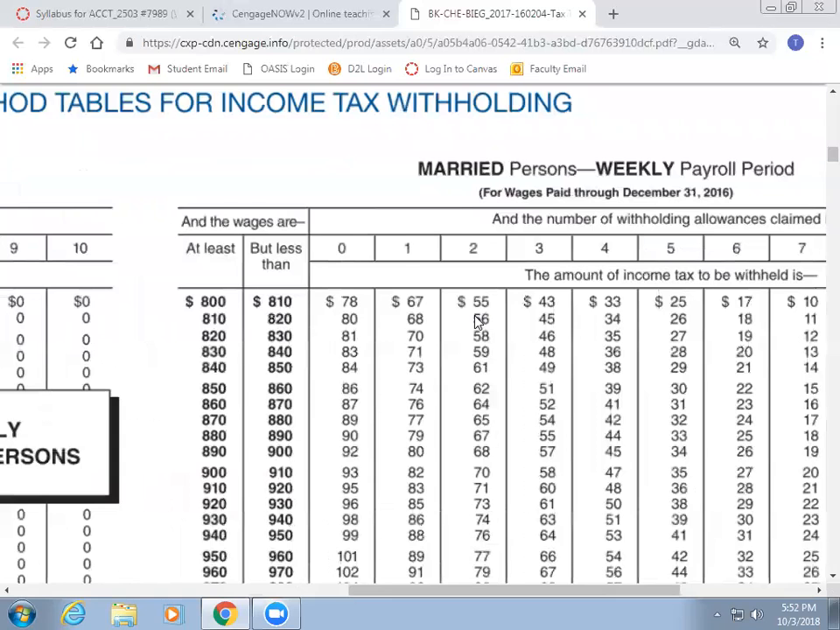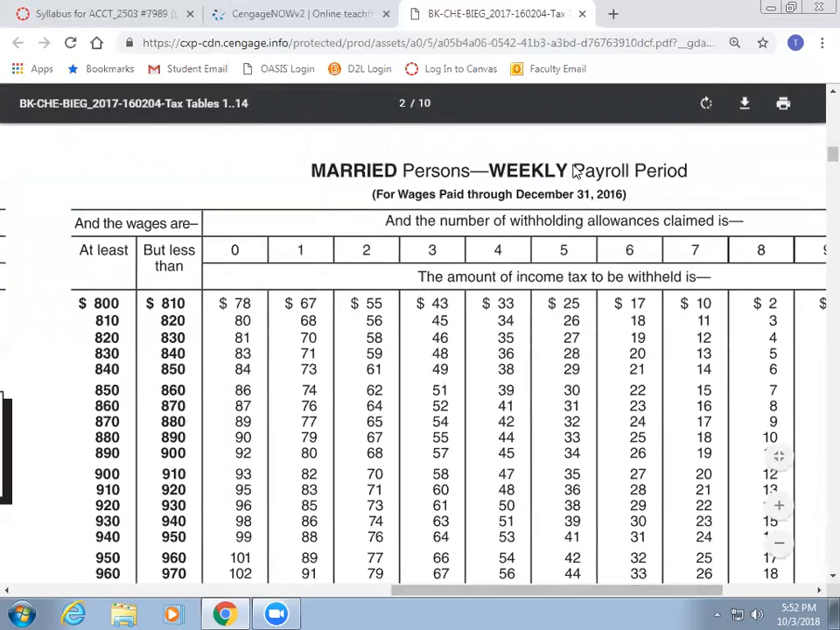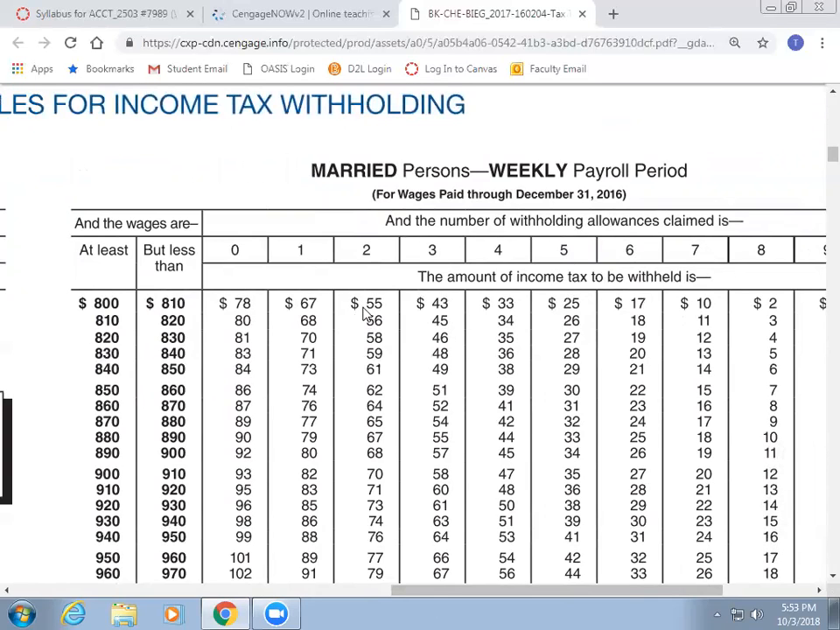Okay, I know that's tiny, so I'm going to pop it up here. So I go to married, weekly payroll. He makes at least $800, but less than $810, and he has 2 allowances. So his withholding for federal income tax is $55.